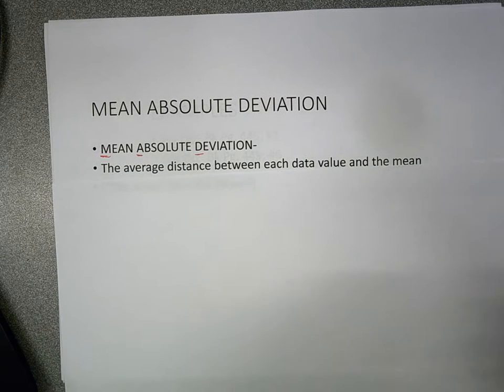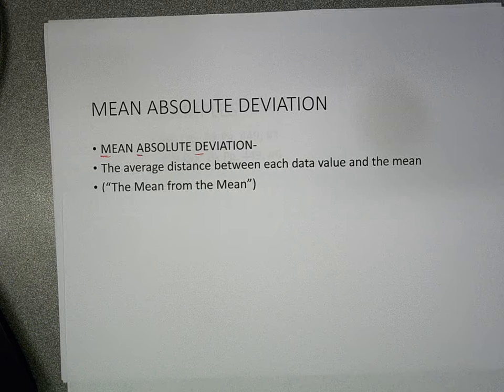So your book says it's the average distance between each data value and the mean. The average distance between each data value and the mean. Here's what I have, which I think is pretty precise in a way: it's the mean from the mean. Once we get done with this lesson, you'll wrap your mind around it a little better, and that will probably make more sense. It's the mean from the mean.